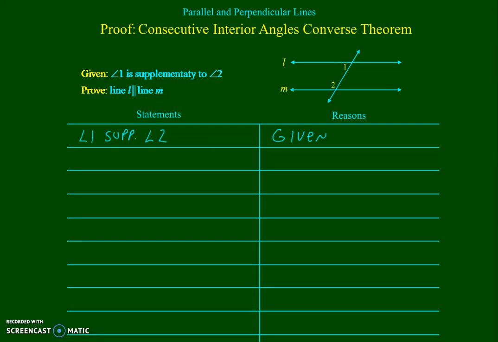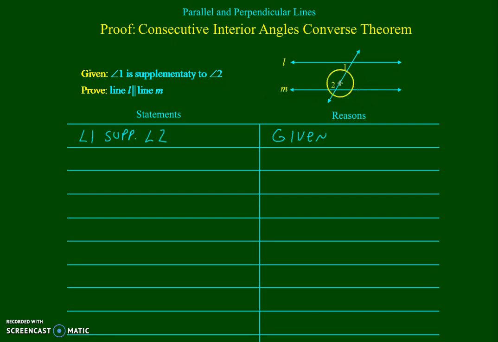This is part 5 of the series Parallel and Perpendicular Lines, and in the last part we worked the proof of the alternate interior angles converse theorem, and we're going to start this session off with a proof of the consecutive interior angles converse theorem. Now the setup for this proof is a little bit different than the last one.